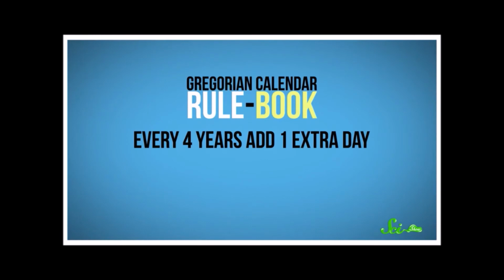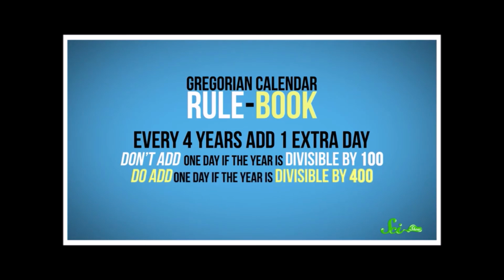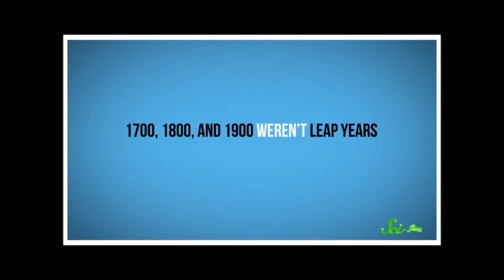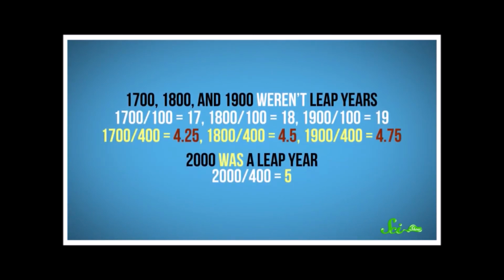The Gregorian calendar's new rules were every 4 years, add an extra day. Except don't add it when the year is divisible by 100, except actually do add it if the year is divisible by 400. So 1700, 1800, and 1900 weren't leap years because they were all divisible by 100, but not by 400. But the year 2000 was a leap year since 2000 is divisible by 400. And of course 2016 is a leap year as well.